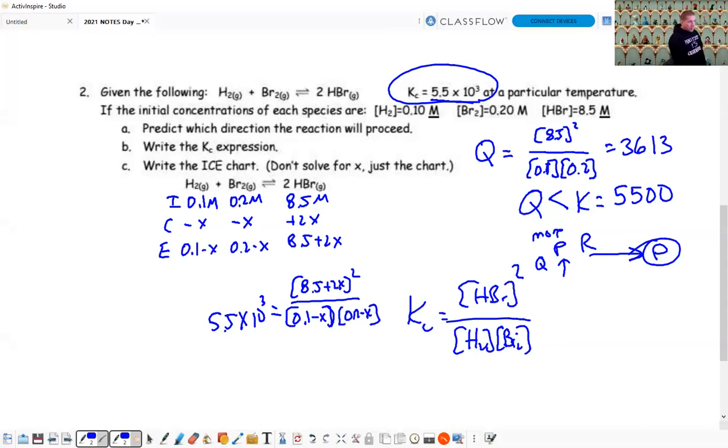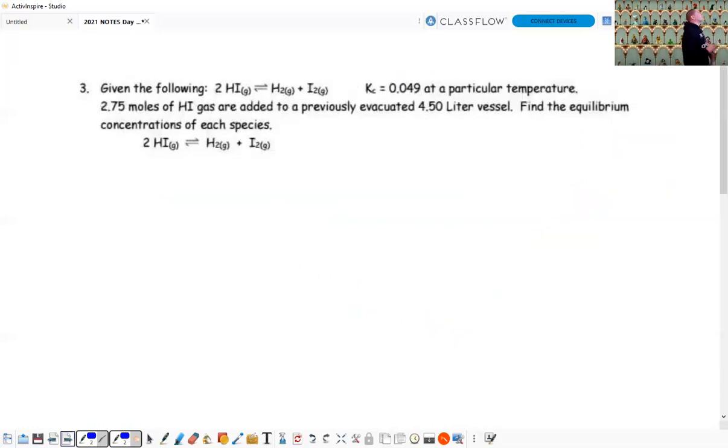This is not a perfect square. Now, if I had made the initial concentrations 0.1 and 0.1, then we would have 0.1 minus x on the bottom squared, and then we could take the square root of both sides. And that is an available question for me to ask. But in this case, we would have to solve the quadratic, and we're not going to be asked to do that. I'm not going to ask you to do that, and nor will the AP test. All right, moving on.